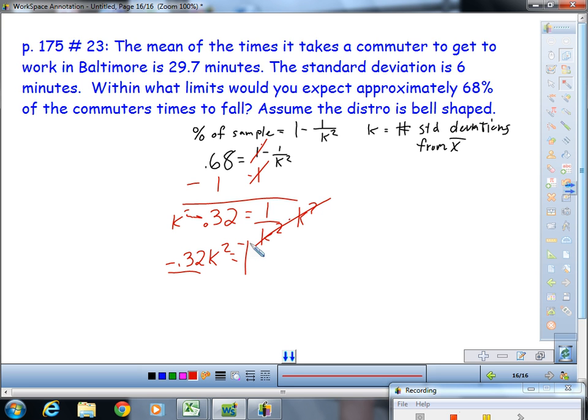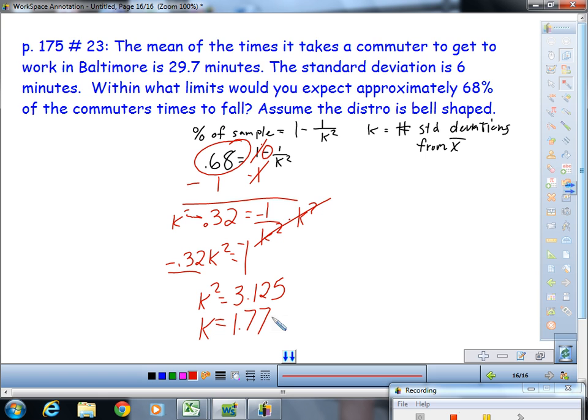Where did we lose that negative at? Yeah, this was negative all along. Okay, good. We didn't want it to be negative. Divide each side by 0.32, and you get k squared is negative 1 divided by negative 0.32, and so you get k squared is 3.125, and then you square root both sides, and you get k was 1.77. So what we just found, this is confusing, is that 68% of the data will fall within 1.77 standard deviations of our mean.